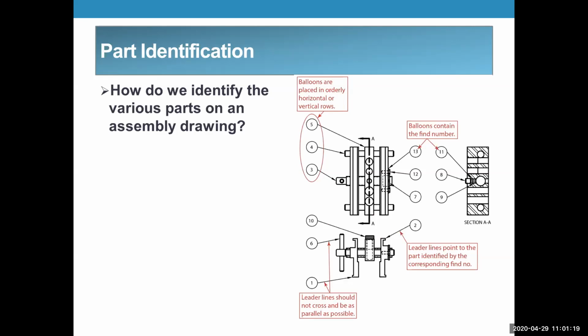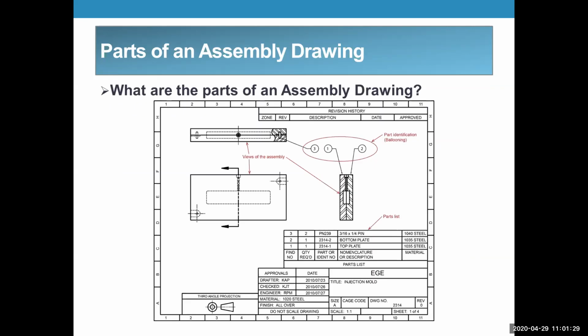So we identify the various parts with the balloons, with leader lines that point to the corresponding part. And again, if you look on this drawing right here, number 1 points to the top plate, and the find number is the same. 1 is 1. Quantity required 1. The part number is 2314-1, the material, and the description. Number 2 points to the bottom plate. So in the parts list, the item number or find number is 2.